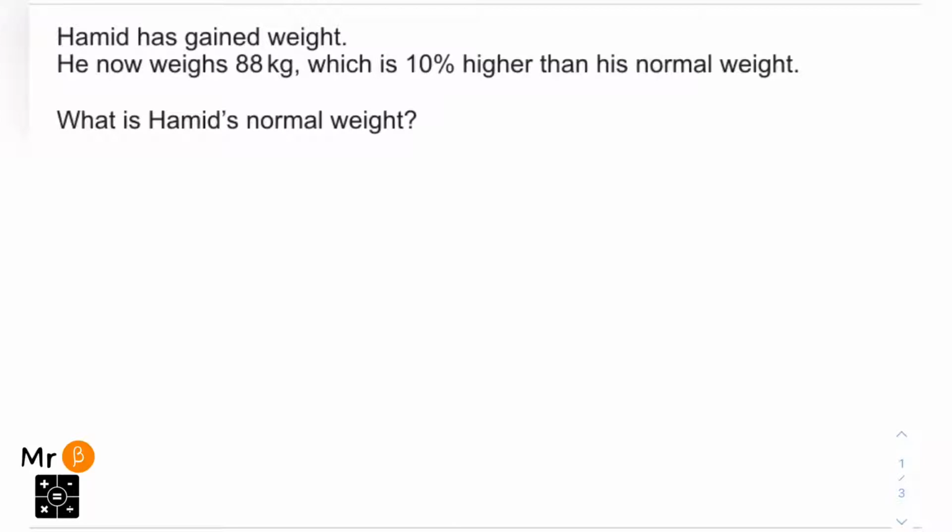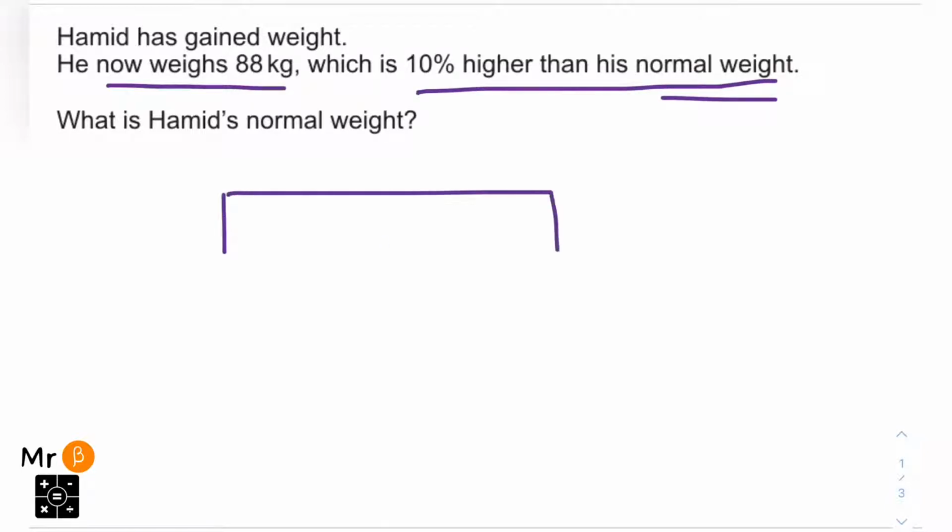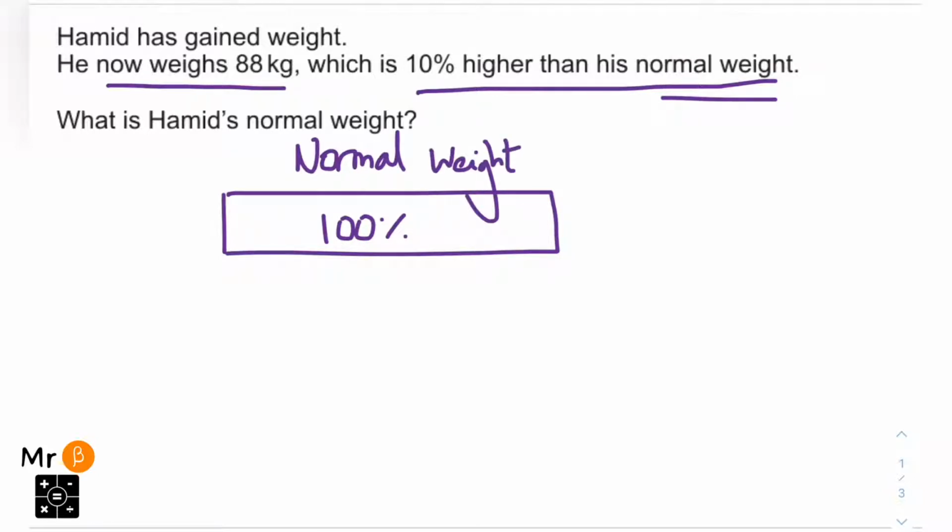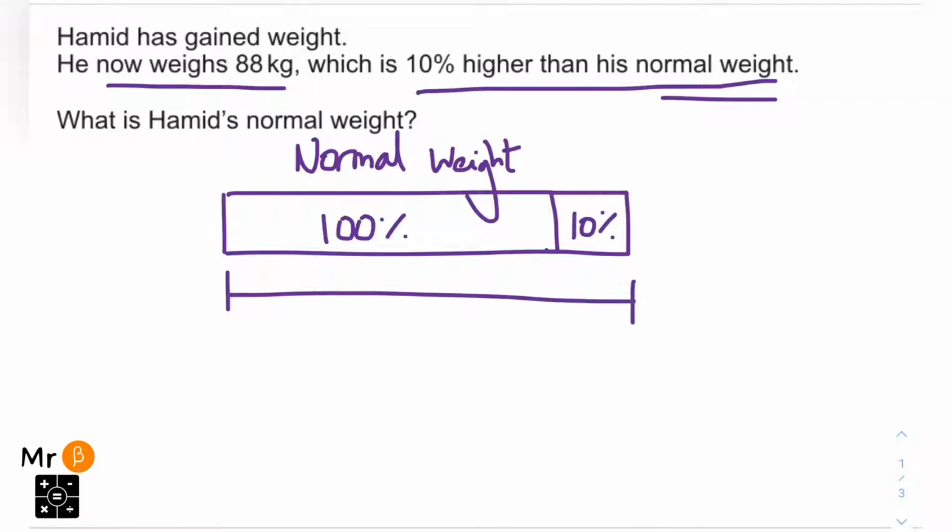So it tells you that he has gained some weight and that he now weighs 88 kilograms, and this was 10% higher than his normal weight. So his normal weight was this 100%. He has now got 10% heavier, so 10% added on, and this new weight is 88 kilograms. So in total, you have got 88 kilograms is equal to this whole bar, which is 110%.